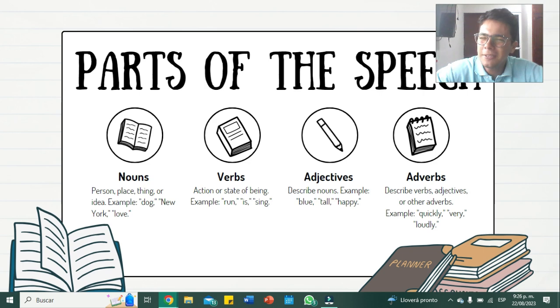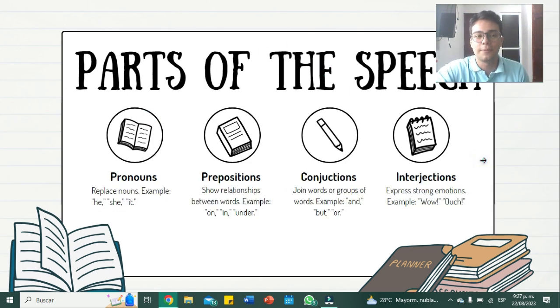For example, the most common strategy to identify an adverb is the suffix that most of these adverbs have, that is, they end with the letters ly. For example, quick, that means, in this case, rápido. When we want to say that something was done in una forma rápida, we can say that it was done quickly. That means rápidamente. Then we have very, then we have loudly; these are examples of adverbs.